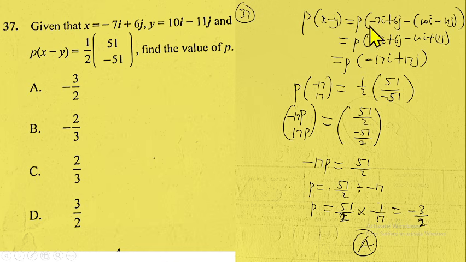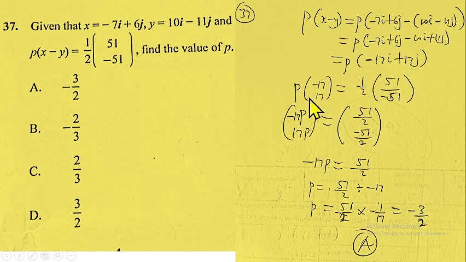P into x minus y will give us p into, put vector x there and put vector y here. So don't forget that there's minus there, so minus will multiply everything in y, and that will give us minus 7i plus 6j minus 10i plus 11j. Collect like terms. Minus 7i minus 10i will give us minus 17i. 6j plus 11j will give us 17j.